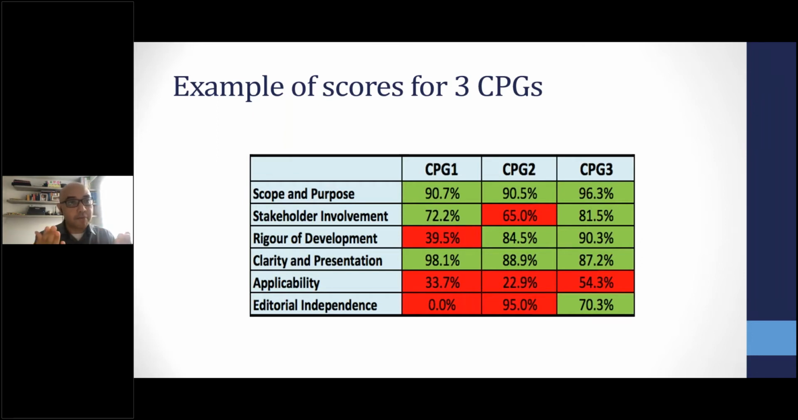So we can compare. And this is just an example with rigor of development, but we could also compare across the rest of the domains to see which guideline we prefer or not. As I told you, we usually give more weight to the rigor of development, because it's all the systematic review process. This is a way we could present the results. Next, please.